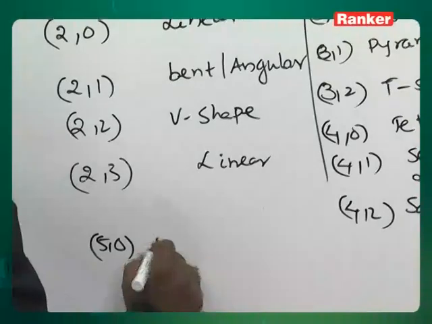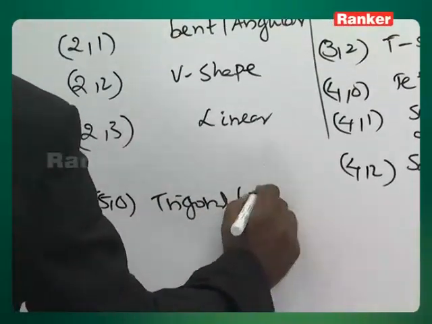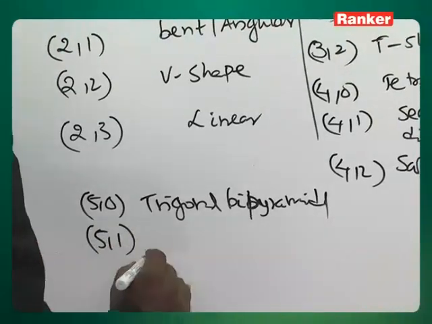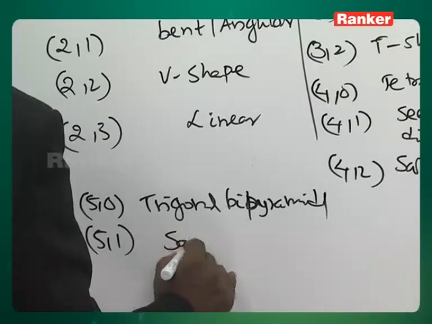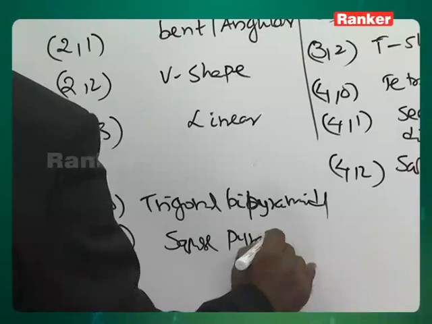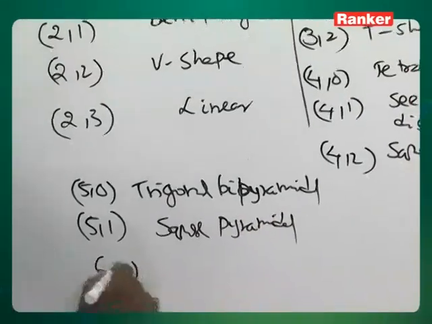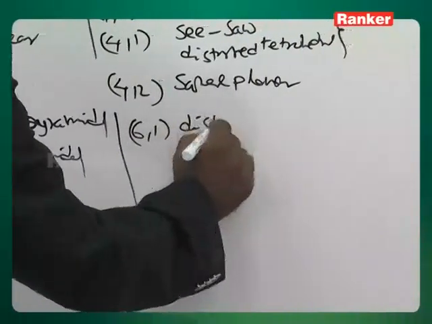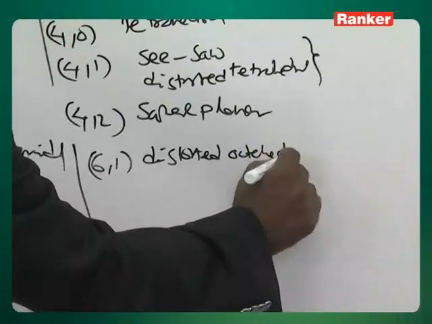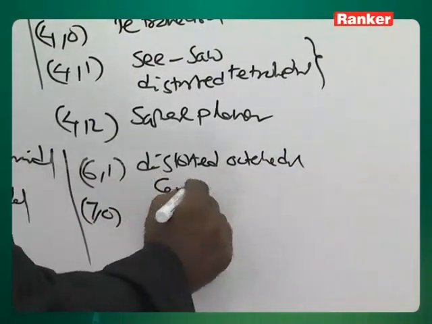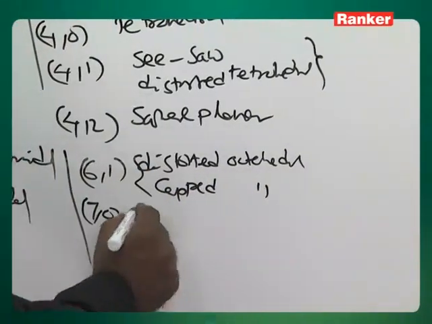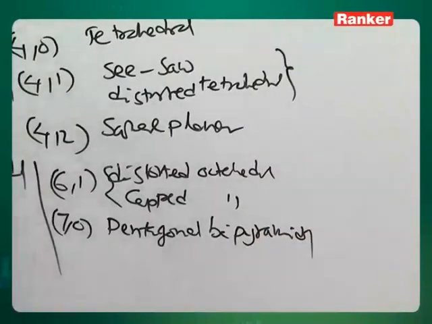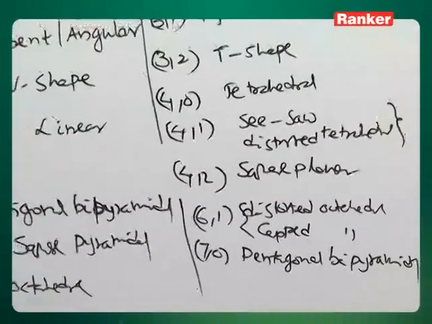5, 0 trigonal bipyramidal. 5, 1 square pyramidal. 6, 0 octahedral. 6, 1 distorted octahedral. 6, distorted octahedral or capped octahedral. 7, 0 pentagonal bipyramidal. Now, when I ask you the shape, don't tell me the actual shape.